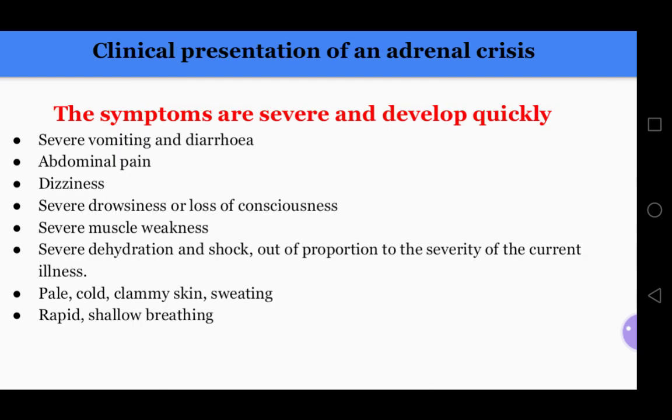Clinical presentation of an adrenal crisis. The symptoms are severe and develop suddenly. Severe vomiting and diarrhea, abdominal pain, dizziness, severe drowsiness or loss of consciousness, severe muscle weakness, severe dehydration and shock out of proportion to the severity of the current illness, pale, cold, clammy skin and sweating, which are symptoms of shock, then rapid, shallow breathing.